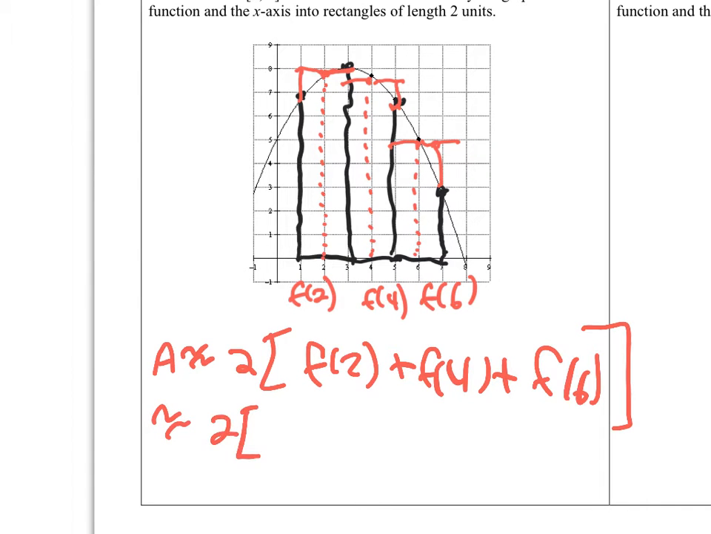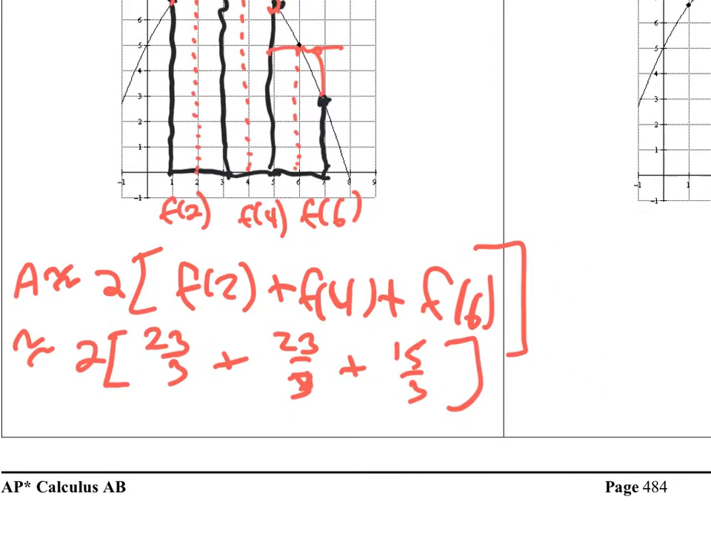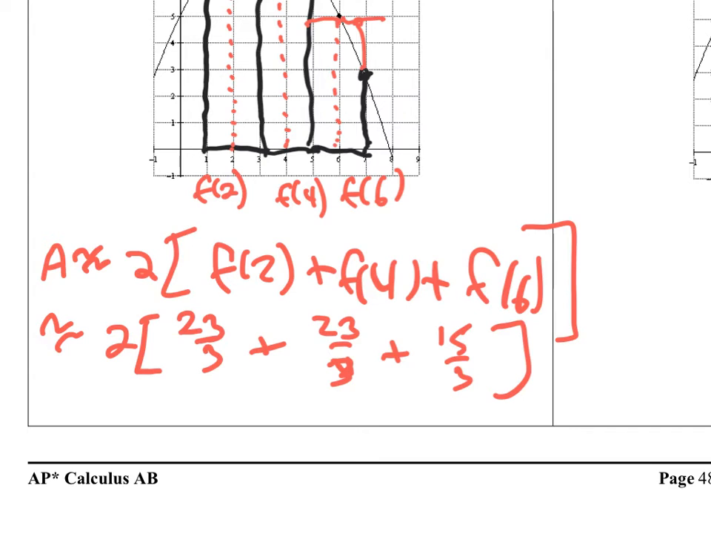What is f of 2? 23 over 3. What's f of 4? 23 over 3. And what was f of 6? Exactly 5. That's 15 over 3. So if I add those all up, I got 46 plus 15. That's 61 over 3.